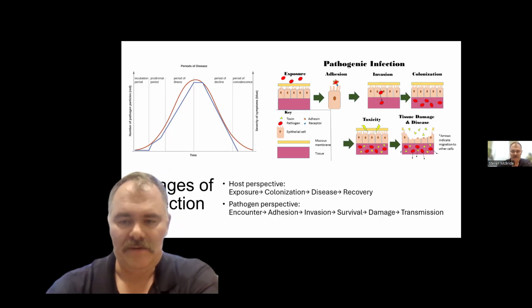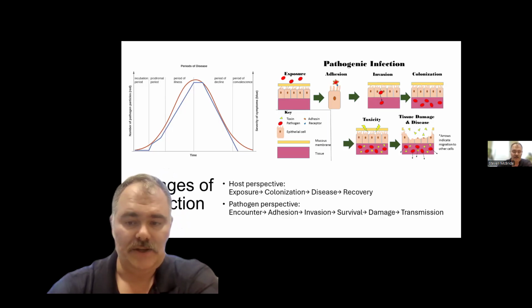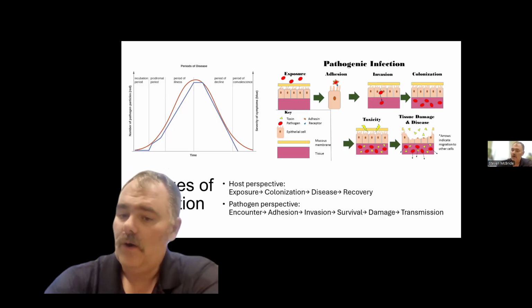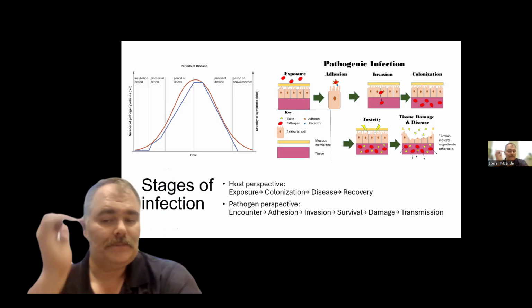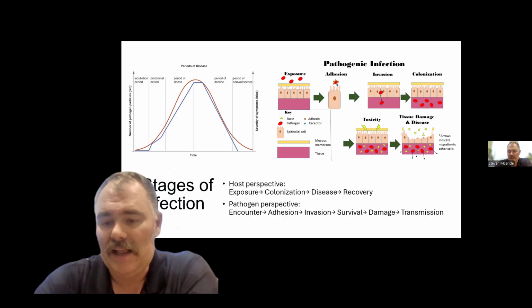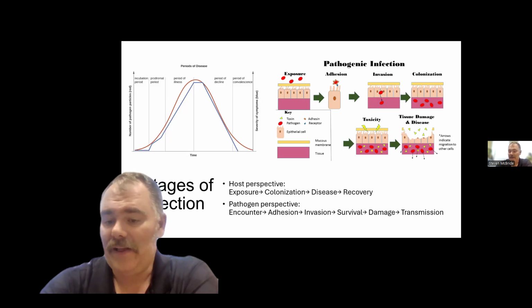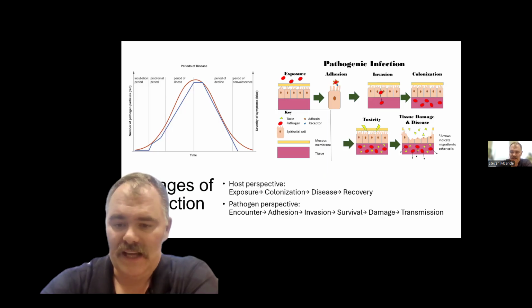If the pathogen survives, it can begin causing damage through toxin production, tissue destruction, nutrient theft, or by triggering a harmful immune response. Finally, successful pathogens must achieve transmission, allowing them to spread to a new host and continue their life cycle. Over the next several lectures, we will follow pathogens through each of these stages. Today, we begin with the very first challenge, encounter.